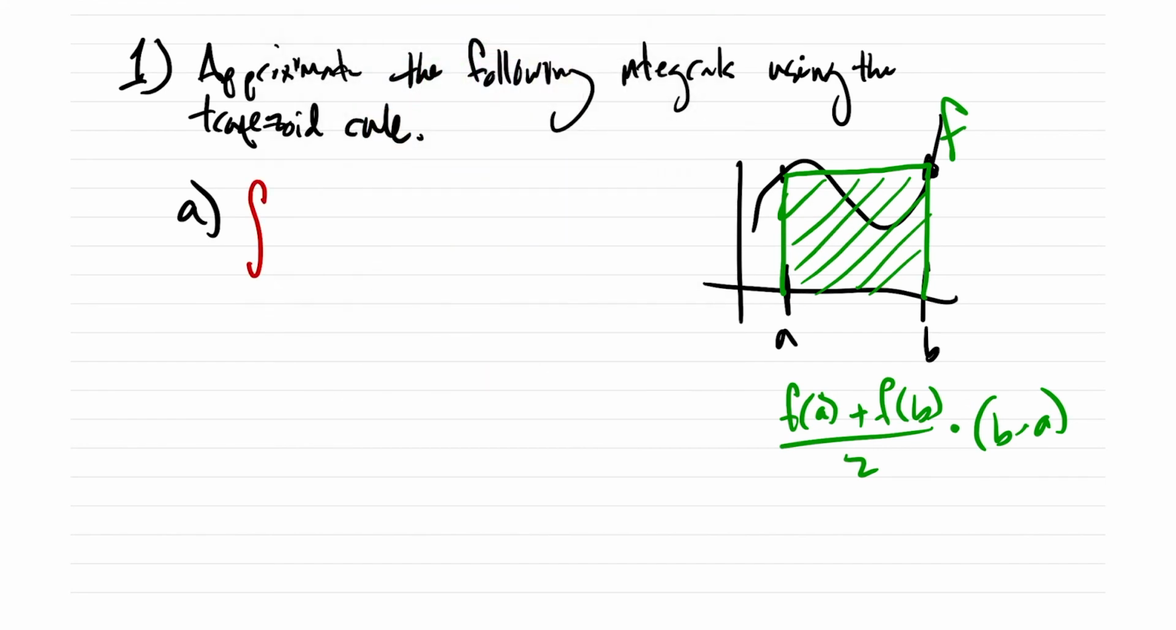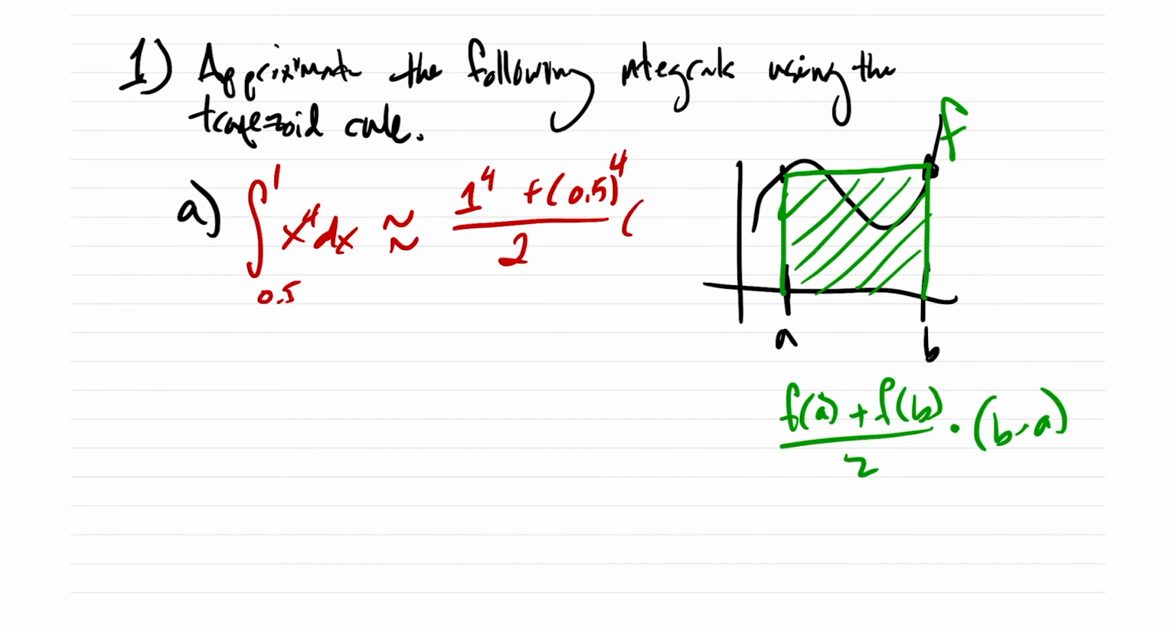So the first one is the integral from 0.5 to 1 of x to the 4th dx, right? And so using the trapezoid rule, as opposed to the composite trapezoid rule, which would be splitting it over several intervals, here it's just the straight trapezoid rule. It gives us f of b, that's just 1 to the 4th, plus f of a. It's addition, so it doesn't matter what order we do it in, divided by 2, times b minus a.